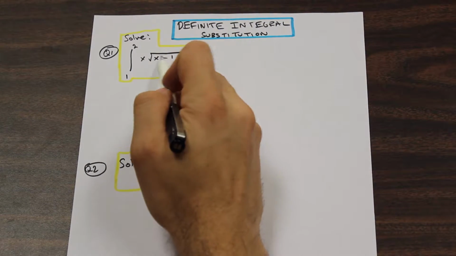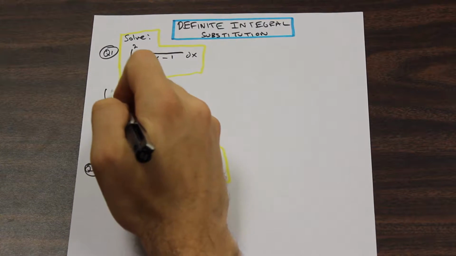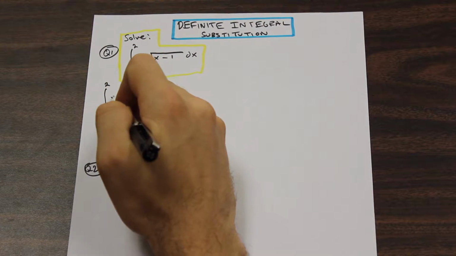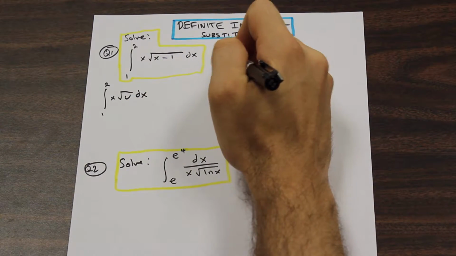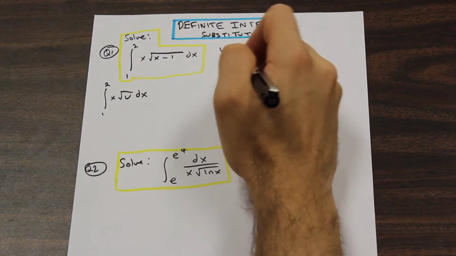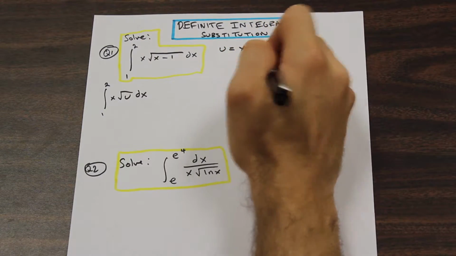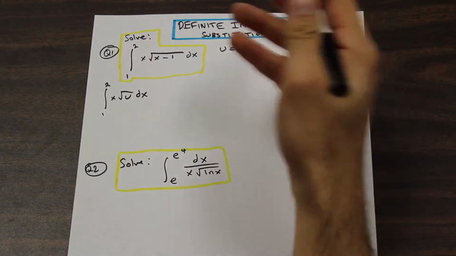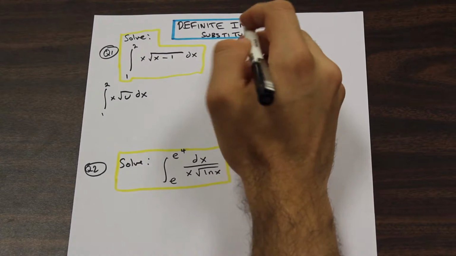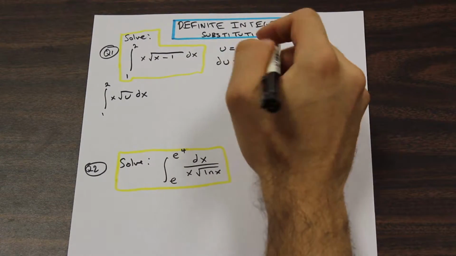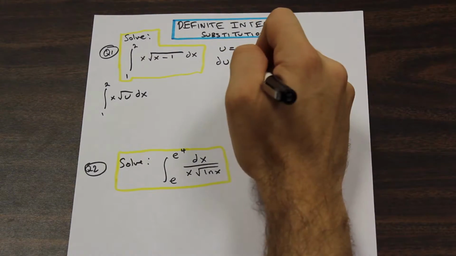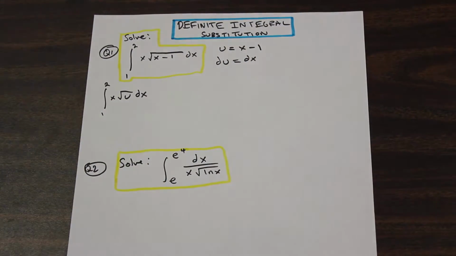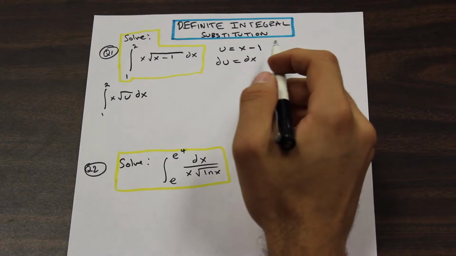So, like I said, we're going to rewrite this as the integral from 1 to 2 of x root u dx. And right up here, I'm going to say that u is equal to x minus 1, right? And we're going to differentiate that quickly. So we're going to say that du is equal to, well, the derivative of x is just dx, or it's 1 times dx. Perfect. So what have we done here?